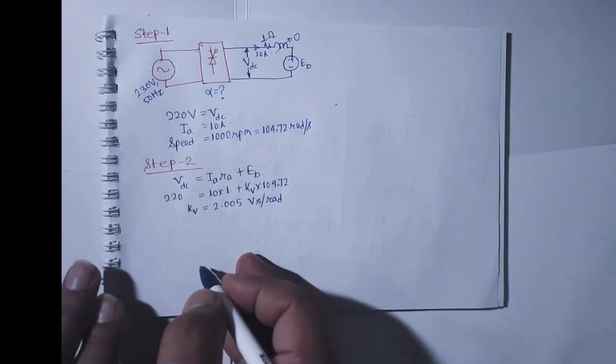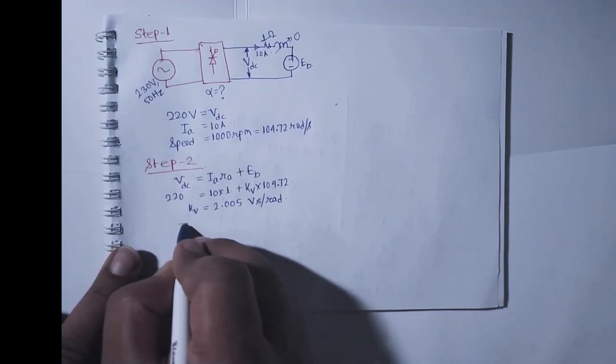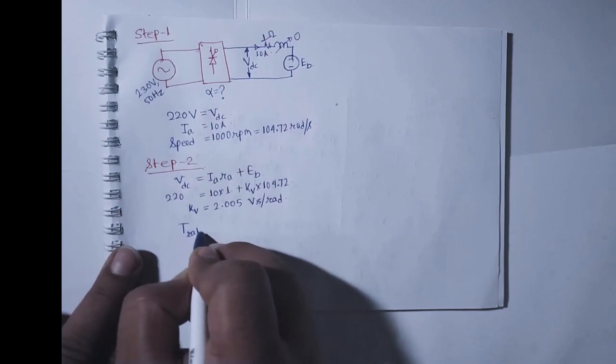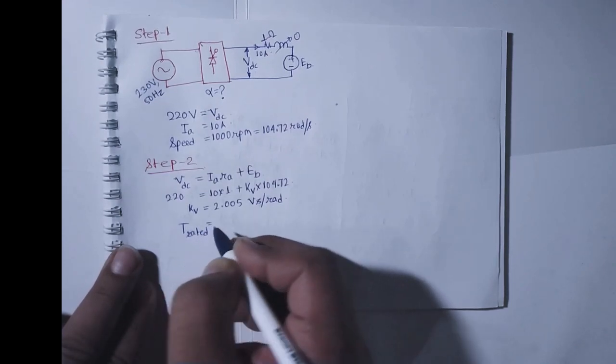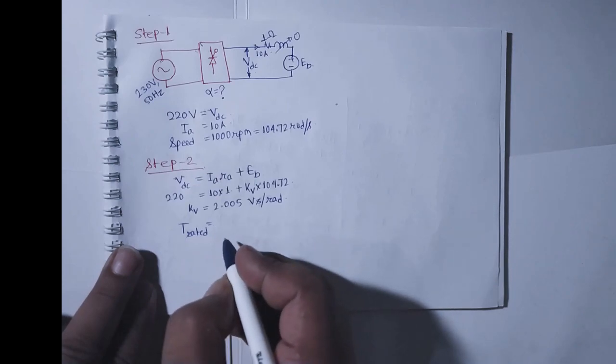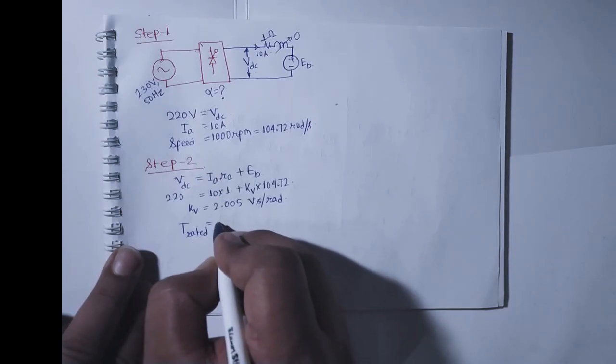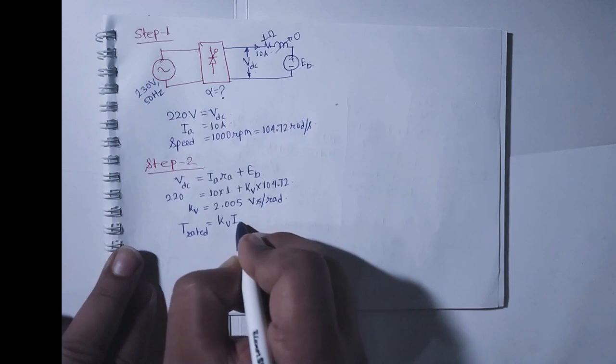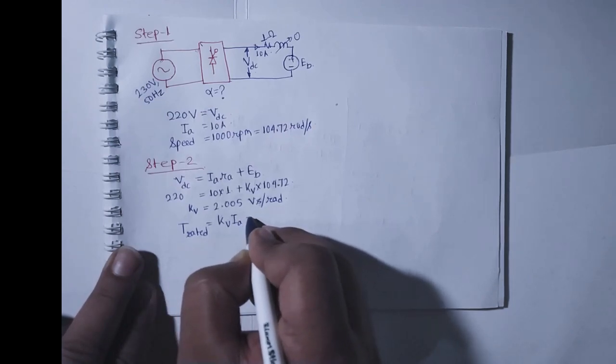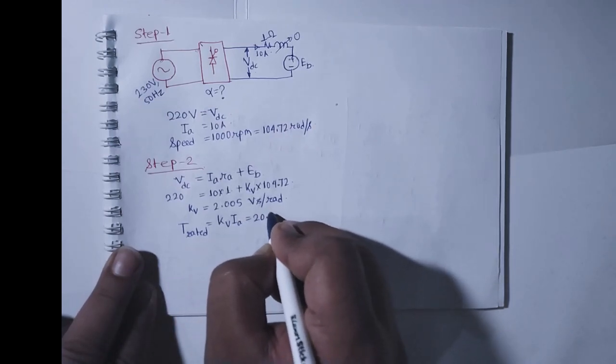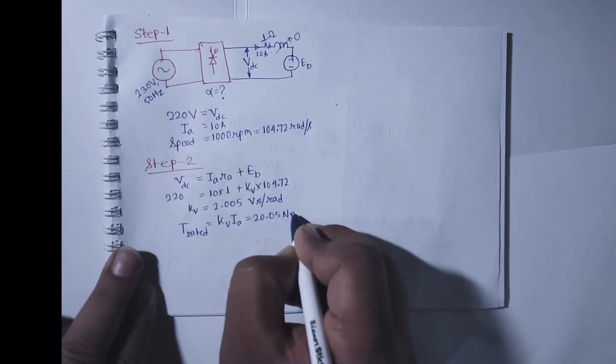Here also you can find out the rated torque, though it is not asked, but still you can find it out, or you can leave it. So this rated torque is equal to kV into Ia, which equals 20.05 Newton meter.